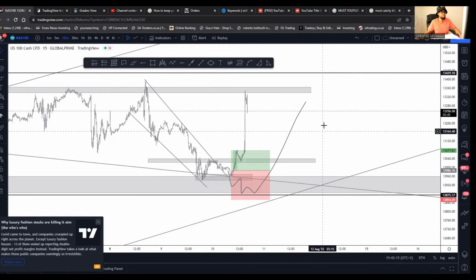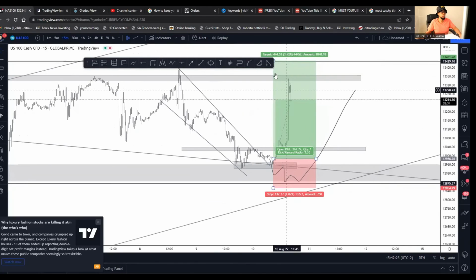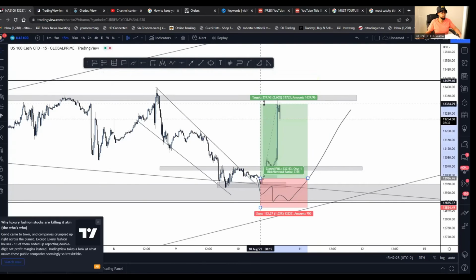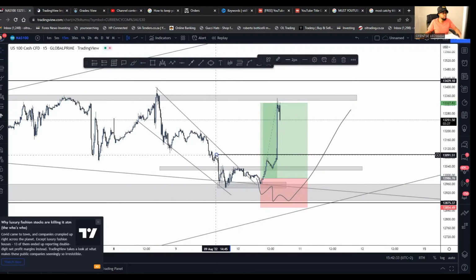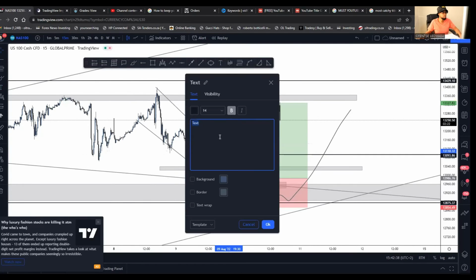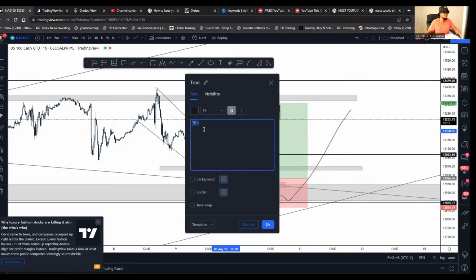And our target was, as you saw, we could have our first TP here. Then TP2 will be here.